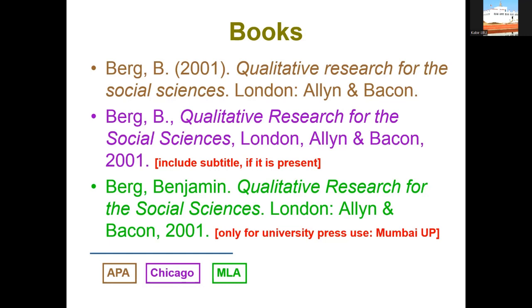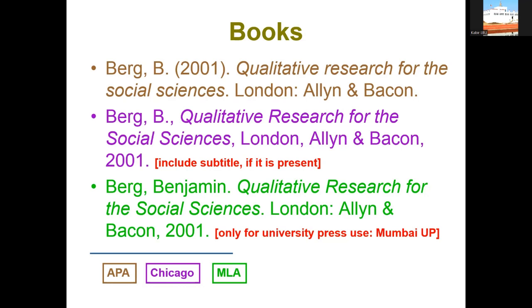This is the name of the book. You see, the first letter of qualitative is in capital letter. After that, it is not in capital letter. Then you have to put a dot. Then the name of the place where the book has been published, London. Then colon. Then you have to put the name of the publisher. So this is the APA system.